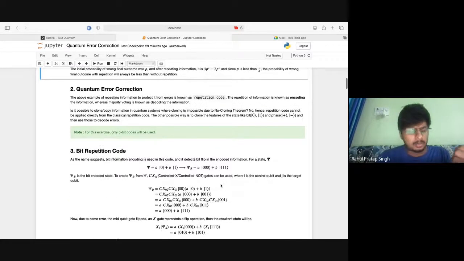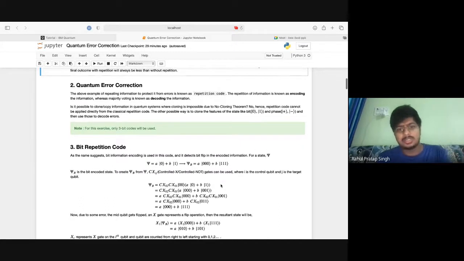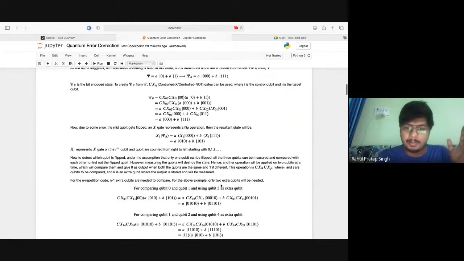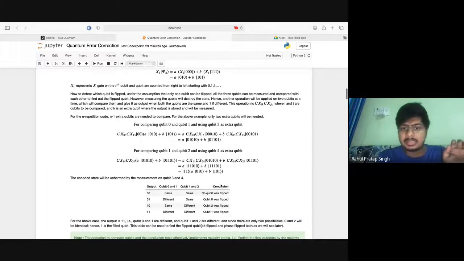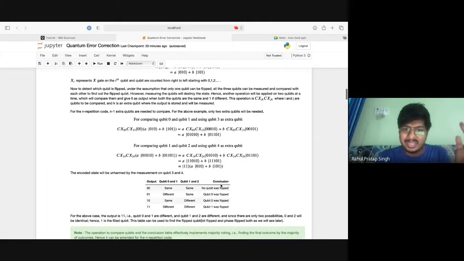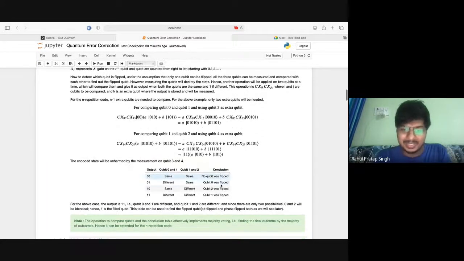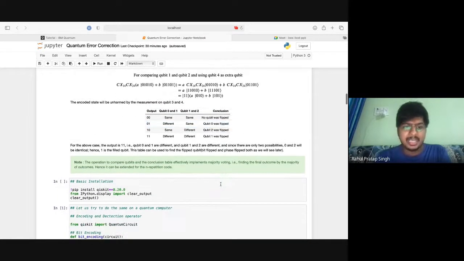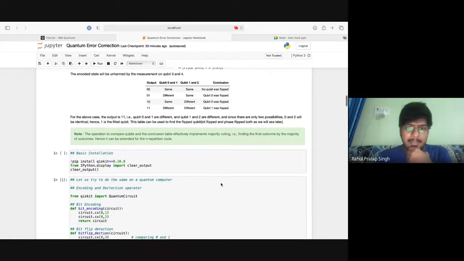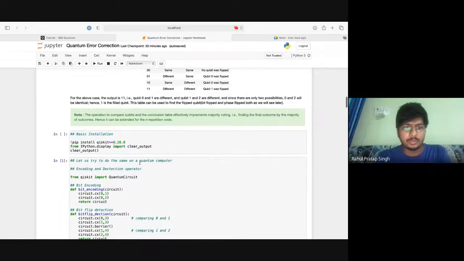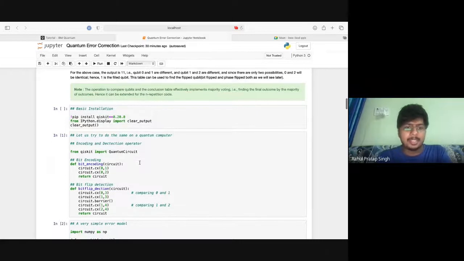One option is to go through the whole derivation and find it out, but I don't like going into the derivation that way. Rather, we can just look through the code and I can tell you. So this is the basic installation step. You can just run it if you want to. But yeah, coming up to this part.